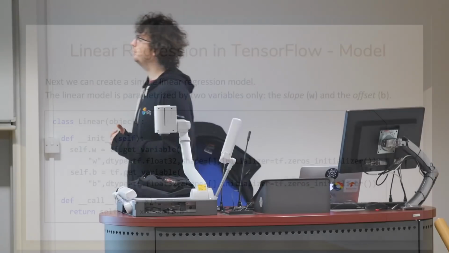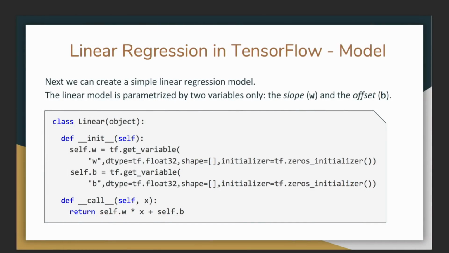So in order to do so, first of all, we need to create a simple linear regression model. Just to separate the definition of the model from the training of the model, I've defined a class. It's a linear class that, when you instantiate it, defines two variables: a variable for the coefficient and a variable for the offset.